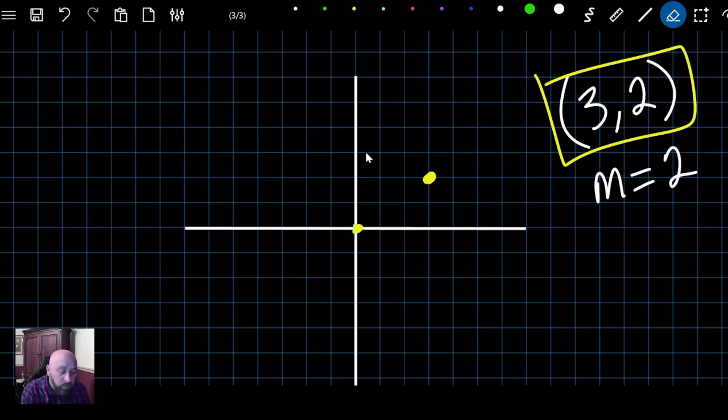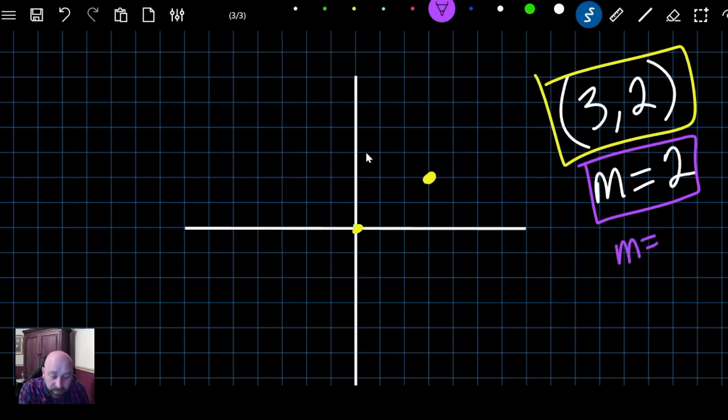Now, don't worry about this point here in the middle because that's just where I marked the origin. So now we want to come over here and count out our slope. This is where you have to be very careful when it just says 2. Remember that slope is always a fraction. So this is actually 2 over 1. In other words, y equals 2 and x equals 1.